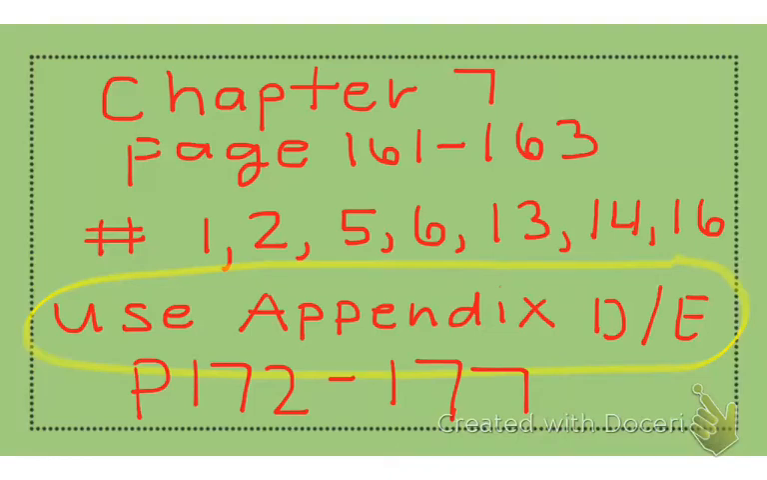Hi, this video is to help you guys with your homework on Chapter 7, page 161 through 163 in Forensic Science for High School. You guys have been assigned numbers 1, 2, 5, 6, 13, 14, and 16, and this was assigned on April 20th. You're going to need to use Appendix D and E in your textbook, and those are located on page 172 through 177. So let's get started.